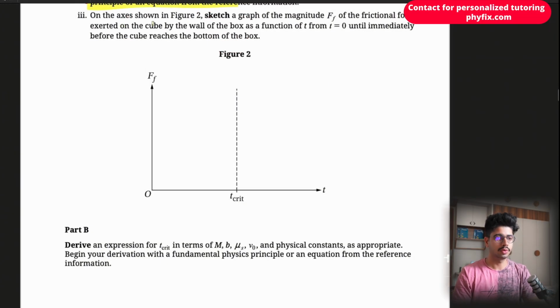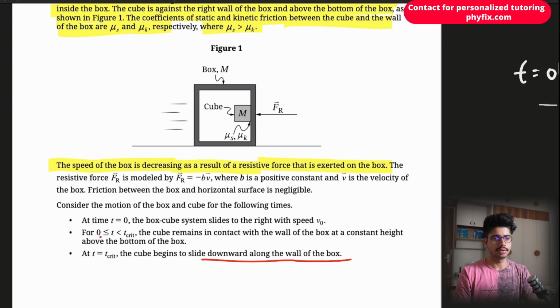In the next part of the question, on the axis as shown in the figure below, sketch a graph of the magnitude of the friction force exerted on the cube by the wall of the box as a function of time, from t equal to 0 until immediately before the cube reaches the bottom of the box. So basically, up to the critical time, it is stuck together. It does not have any kind of relative motion, as we discussed.